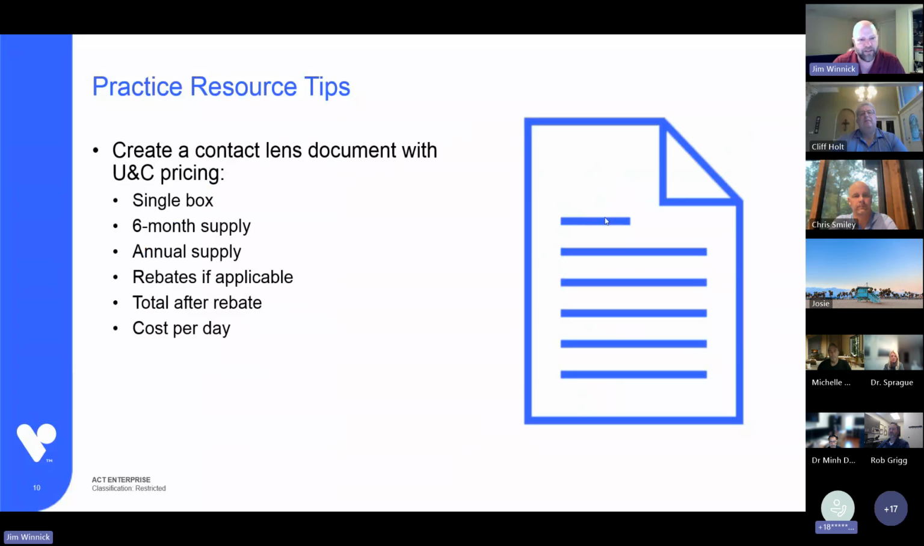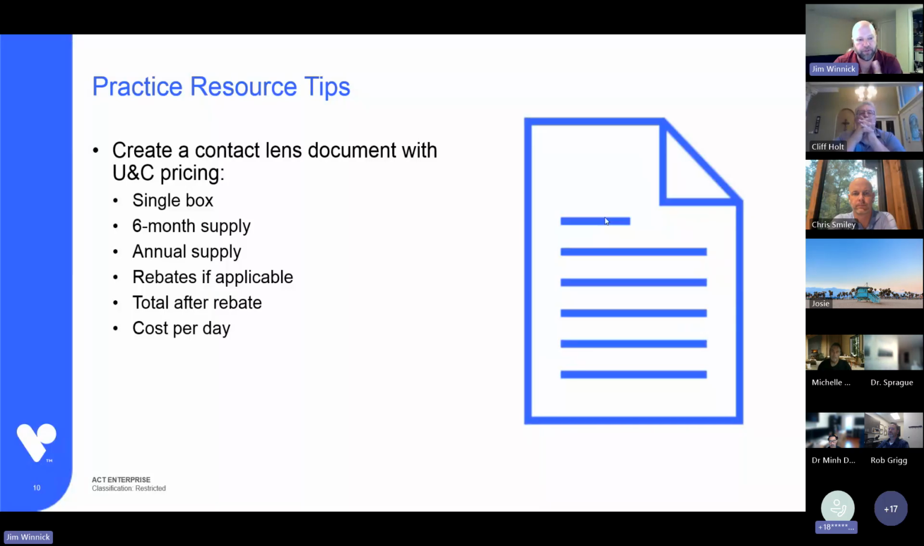Most of us will have this in some form for our office staff, but I would encourage you to have one right in the room. I keep both of these documents in my room with me, and I go over this with the patients in conjunction with their explanation of benefits to let them know exactly what they're getting into before, especially, they start a new fitting.